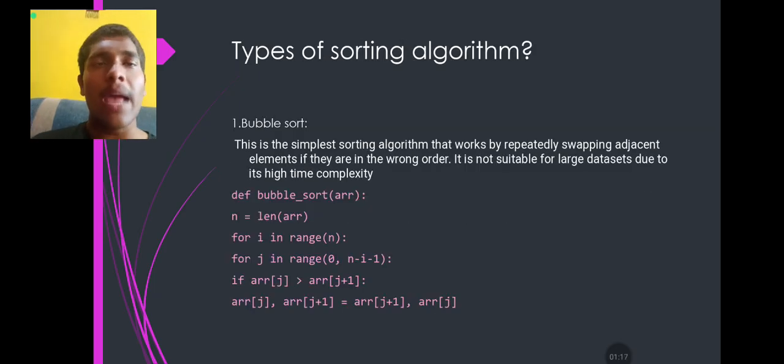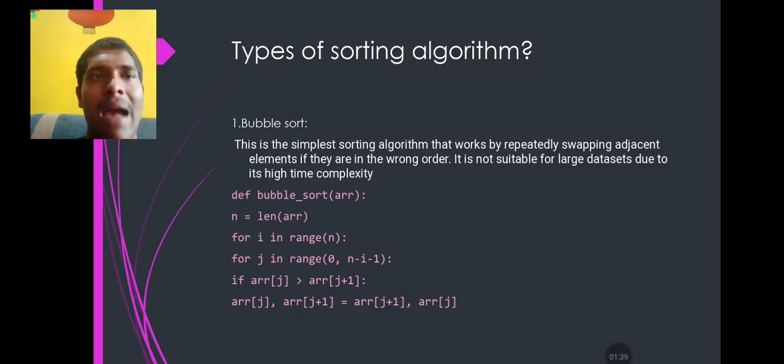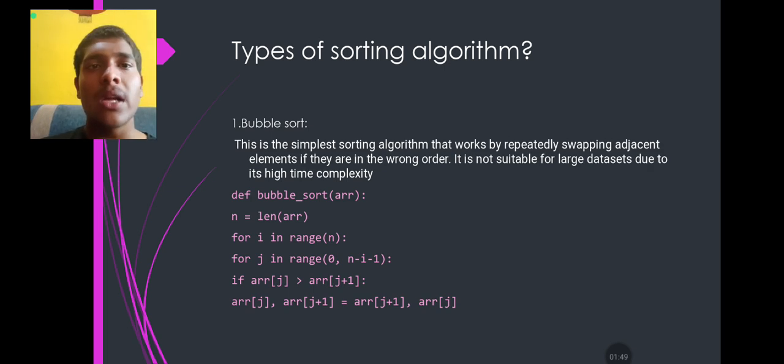The first type of algorithm is bubble sort. This is the simplest sorting algorithm among all the algorithms available for sorting. What is the working mechanism? It repeatedly checks the adjacent elements and swaps them if they are in the wrong order. Basically, it does sorting in a swapping manner. It is not suitable for large datasets because it has a high time complexity. The code is given below, and you can have a look at it. This is the code that is required for bubble sort.